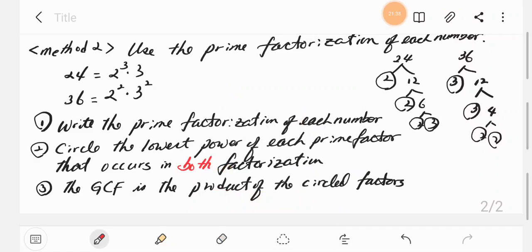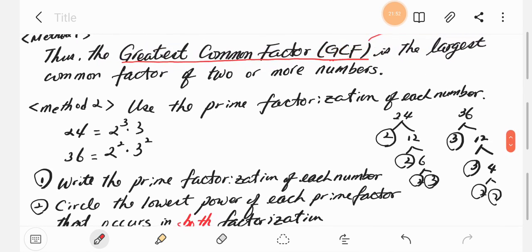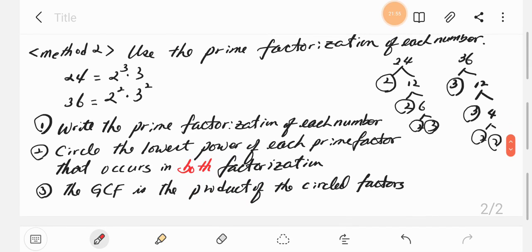So next step is, okay, circle the lowest power of each prime factor that occurs in both factorizations. We are looking for the common factor, right? Common factor means it's a factor that occurs in both numbers. So in this case, 2 and 2, they occur in both numbers. So 2 is a common factor. But in this case, we will select the lowest power. So 2 squared, 2 is lower than 3, right? So we will circle 2 squared instead of 2 cubed.